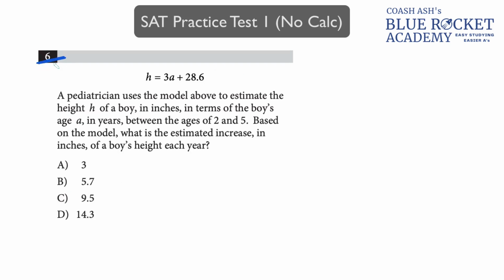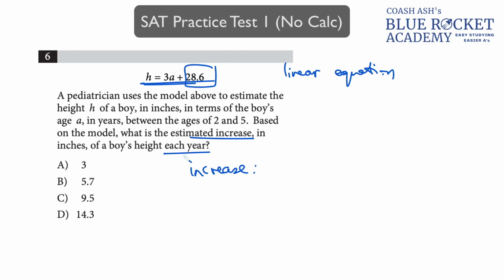If you see any number less than 6 on the SAT test, it's probably an easy problem like this one. You don't even need to read anything over here. You've got h is equal to 3a plus 28.6, and they're asking you what is the increase. Now remember, this is a linear equation, right? So what's a linear equation? It has a constant over here, and then it has a number in front of it. Okay, so what does the number mean here? This number is the increase. Okay, so every year, what's the increase? The increase is directly this number in front of this value, and so this is your answer.